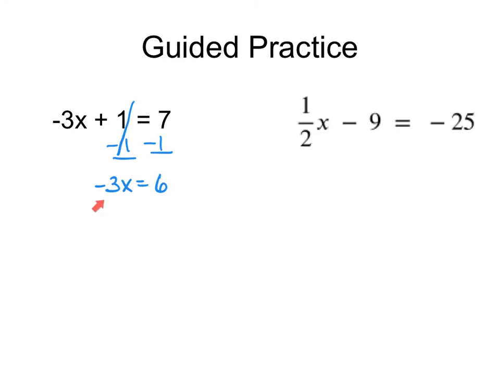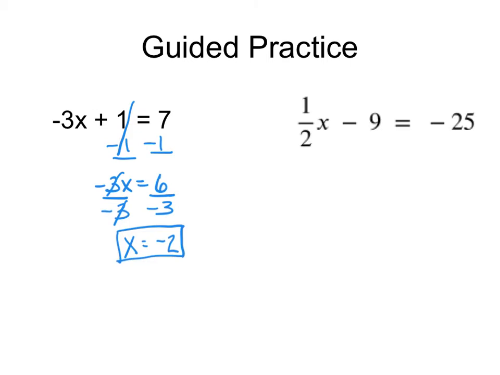Now, what I have left for an equation is -3x is equal to 6. This is multiplication on this side of the equation. We undo multiplication with division, so I'm going to divide both sides by -3. My -3's cancel out and leave me with x, and then I have 6 divided by -3 on the other side. 6 divided by -3 is -2, so my solution is x is equal to -2.